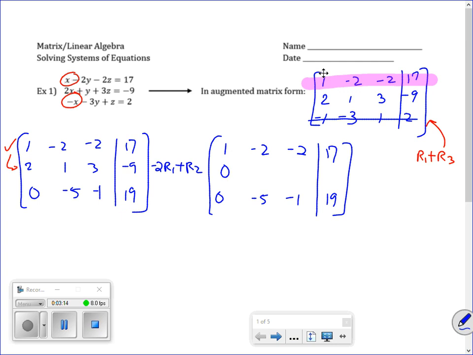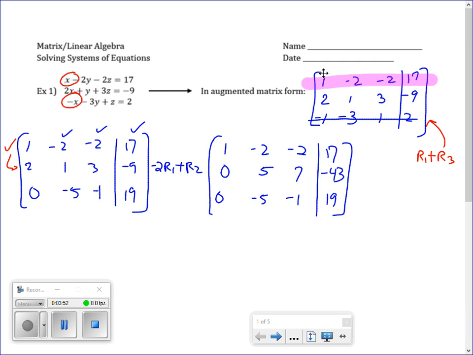Then for this one, I multiplied by -2, so I get 4. 4 plus 1 is 5. Then I multiply this one by -2, so I get 4. 4 plus 3 is 7. Then I multiply this one by -2, I get -34, and -34 plus -9 is -43. All right, so now I have a really nice situation because I can see that if I add the second and the third row, this middle part will go away. So that's going to be my next move.